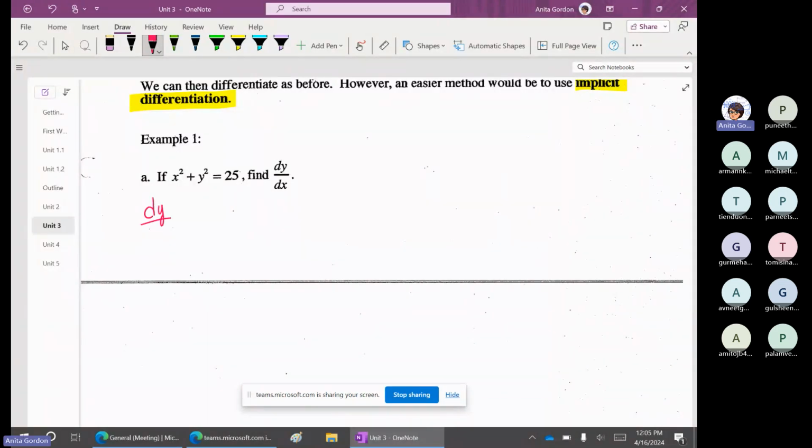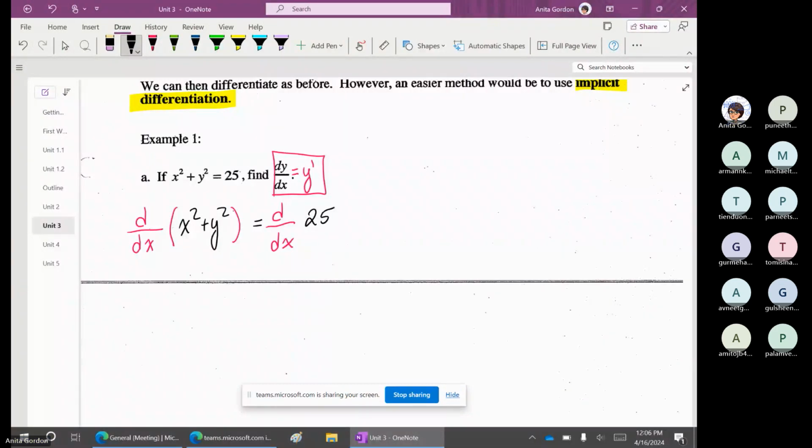dy by dx can also be written as y prime, just as a mental note here. So what I want is d by dx, the derivative with respect to x of this function, x squared plus y squared equals d by dx of 25. I'm going to try to keep consistent with my coloring here.